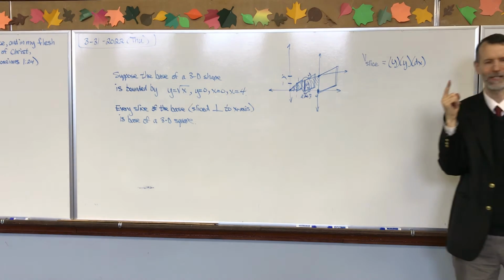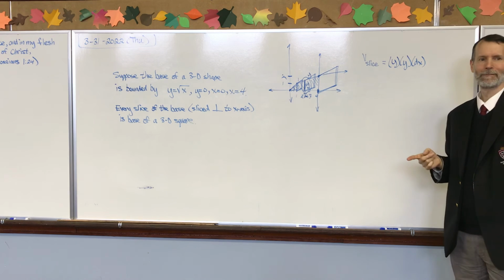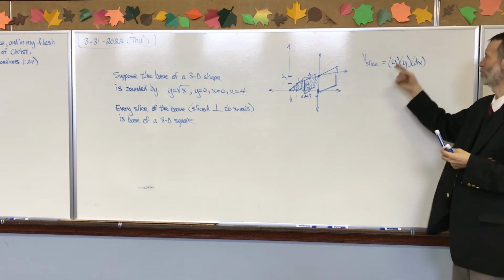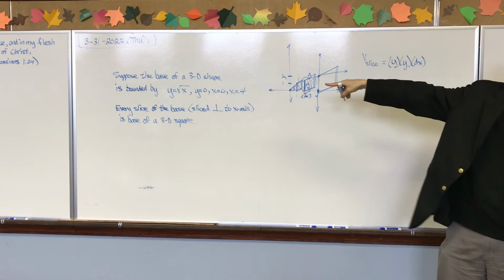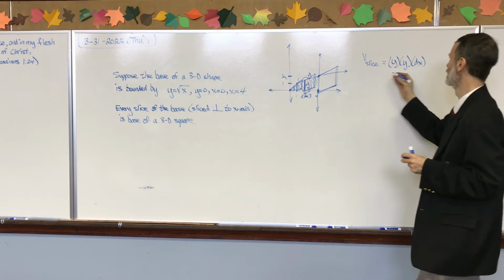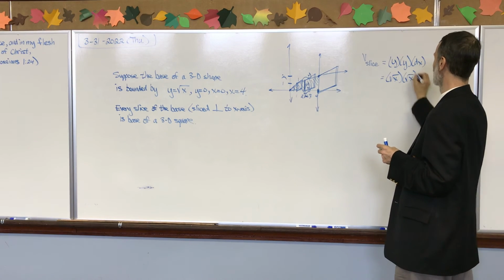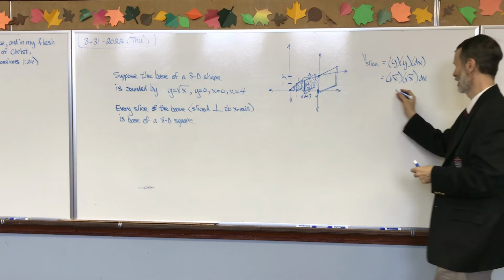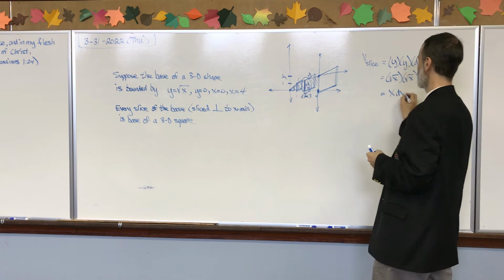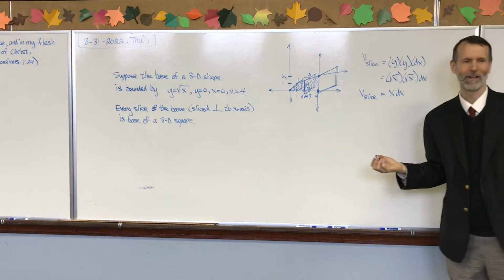That's the volume of one slice. Did anybody see something wrong with this, by the way? Yeah, mismatch. Is there a way to fix that? Yes. What is y equal to? Let's do that. Radical x times radical x times dx. Can we simplify that? Yeah, x dx. It's just x dx, which is very nice. So the volume of a slice is x dx.